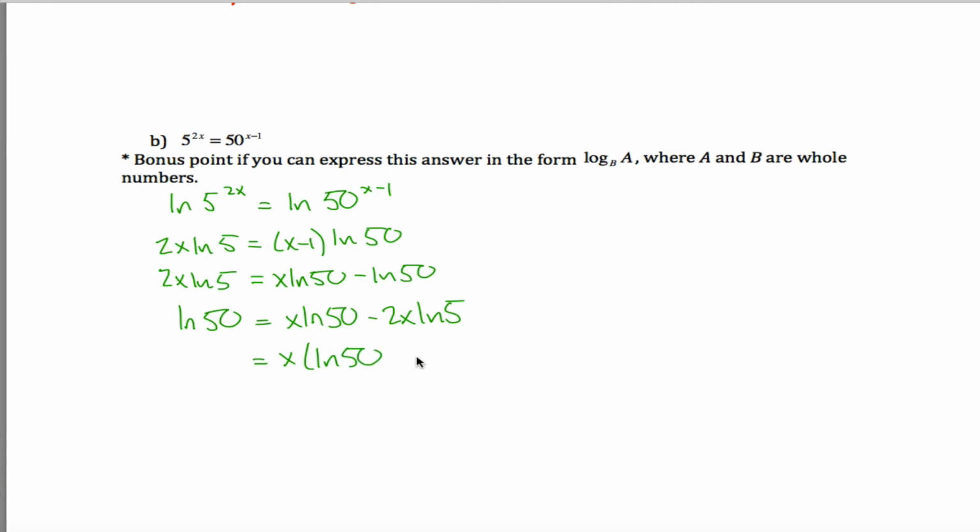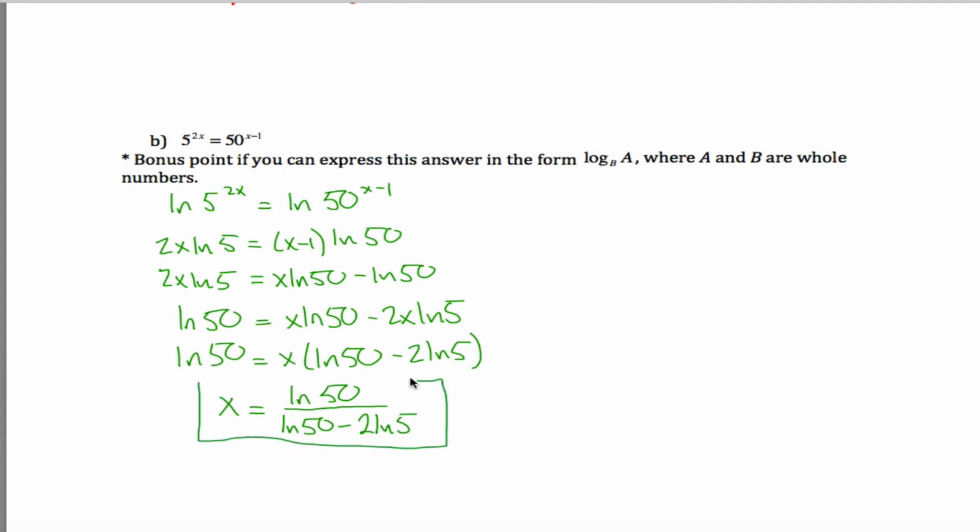So I have x times the natural log of 50 minus 2 natural log of 5 is equal to the natural log of 50. To solve for x, divide by all that junk, and you get that x is equal to the natural log of 50 divided by the natural log of 50 minus 2 times the natural log of 5. Which is a perfectly fine answer. You'll get full credit for this. However, you can get a bonus point. In fact, I think you should get 2 bonus points, if you can go further.